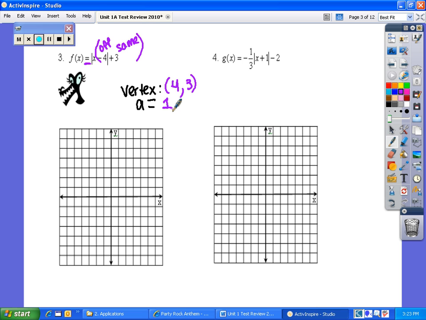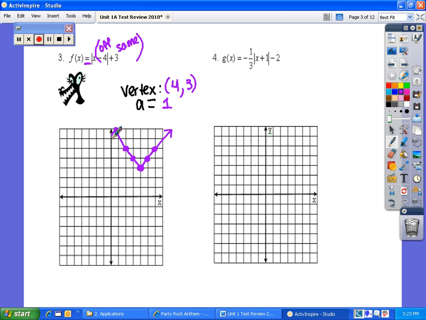So now we can start graphing this absolute value. We go right to 4 and up to 3 and make our dot. Then since A is 1, we're going to treat that like a slope and go up 1, over 1, up 1, over 1. Now remember, absolute value is a V-shaped graph, so don't continue your line this way, but you're going to reflect that point onto the other side. And then connect your dots.